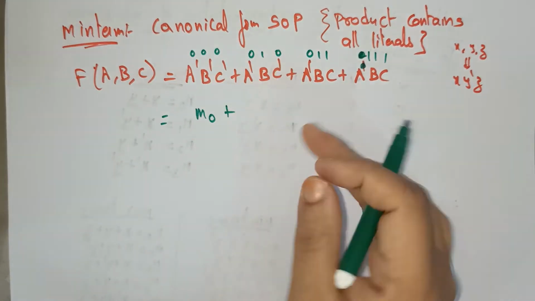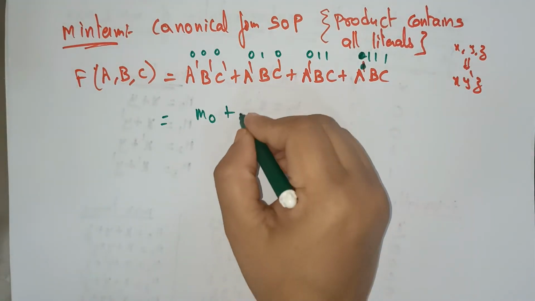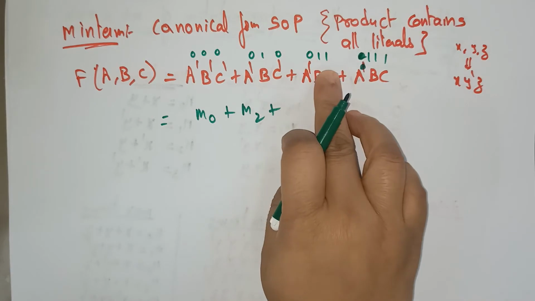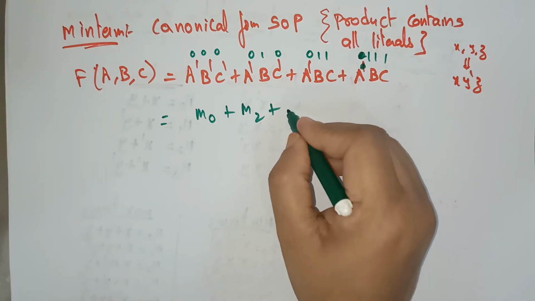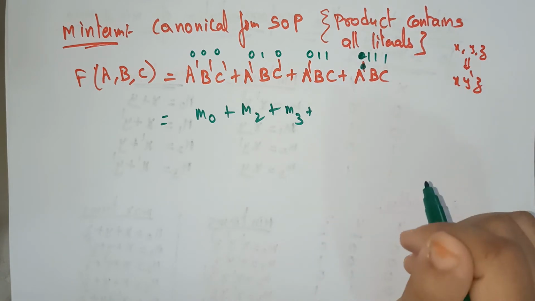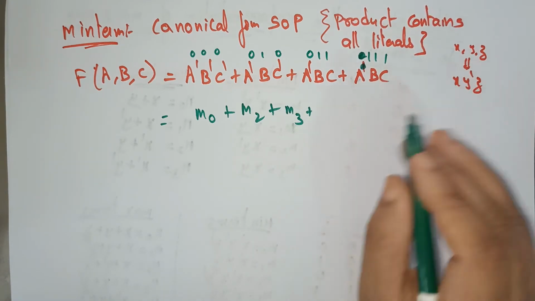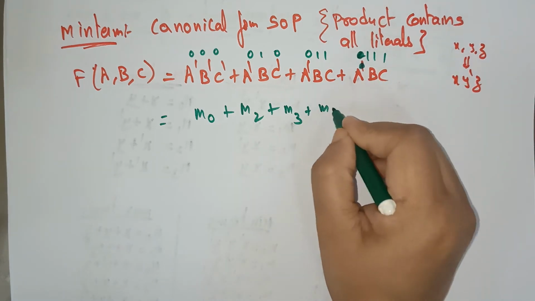0, 1, 0 means it's nothing but 2. It's the binary value of 0, 1, 0, which is 2. That means m2. And 0, 1, 1 means the binary value is 3, m3. And 1, 1, 1 is the binary value. What is the decimal value for the given binary value 1, 1, 1? The decimal value is 7, that is m7.